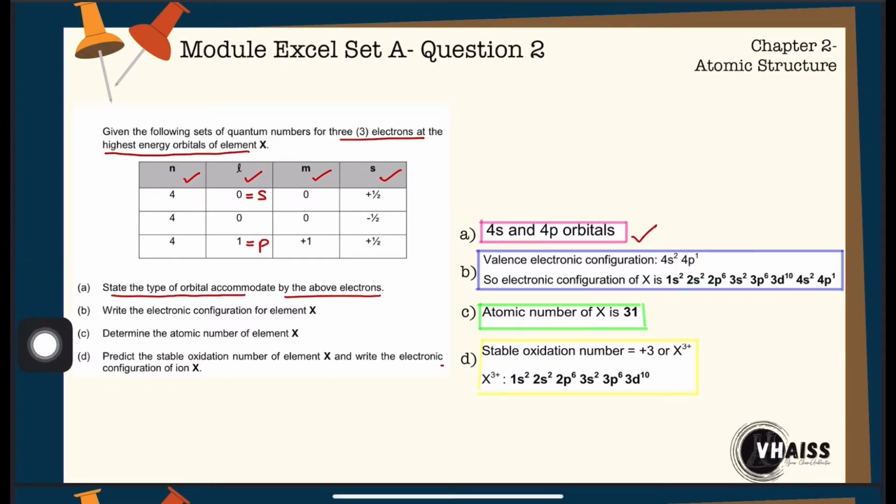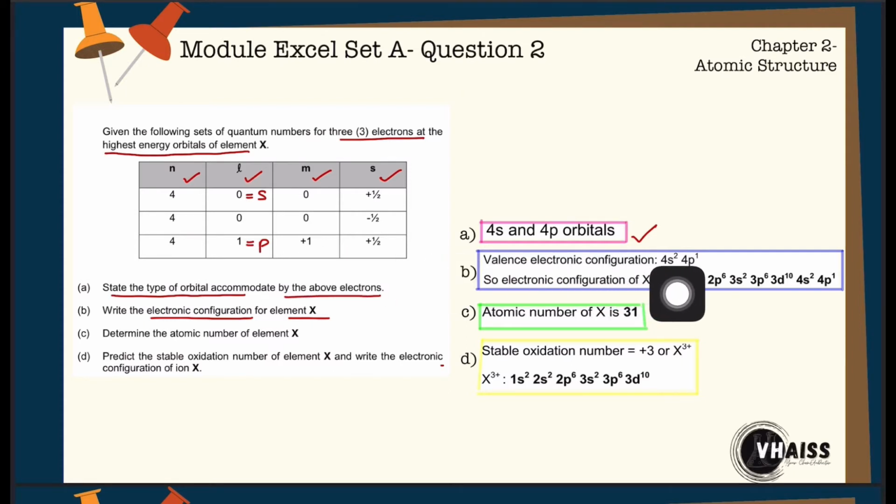So the next question is, write the electronic configuration for element X. Since 3 electrons at the highest energy level orbitals of element X are given to us, it means these 3 electrons are the valence electrons. And as you can see, from the first set of quantum numbers and the second set, the 4s orbital is fully filled with electrons, as it has an electron spin quantum number of positive half and also negative half. So the valence electronic configuration for element X would be 4s2 and 4p1. This is so because at 4p orbital we only have one spin up electron.